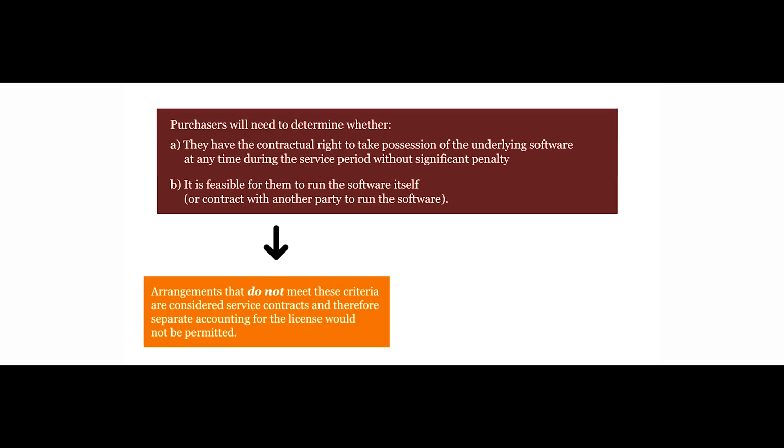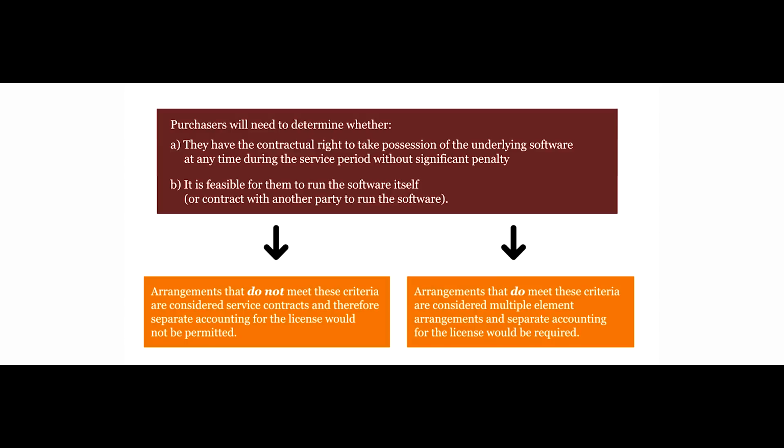Arrangements that do not meet these criteria are considered service contracts, and therefore separate accounting for the license would not be permitted. Arrangements that do meet these criteria are considered multiple element arrangements, and separate accounting for the license would be required. The comment period for the exposure draft ended on November 18th, and a final standard is expected shortly. The standard would be effective for annual periods beginning after December 15, 2015, for public and non-public companies.